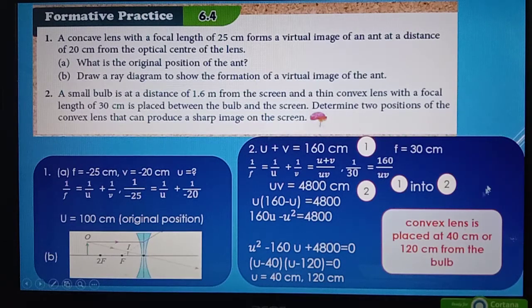Okay, so I think for this part I will stop now. So we have finished 6.4. You can try to do more exercises on this, get familiar with the lens equation, and you can search for more videos on this topic, the experiment and activity, so that you can understand this topic better.